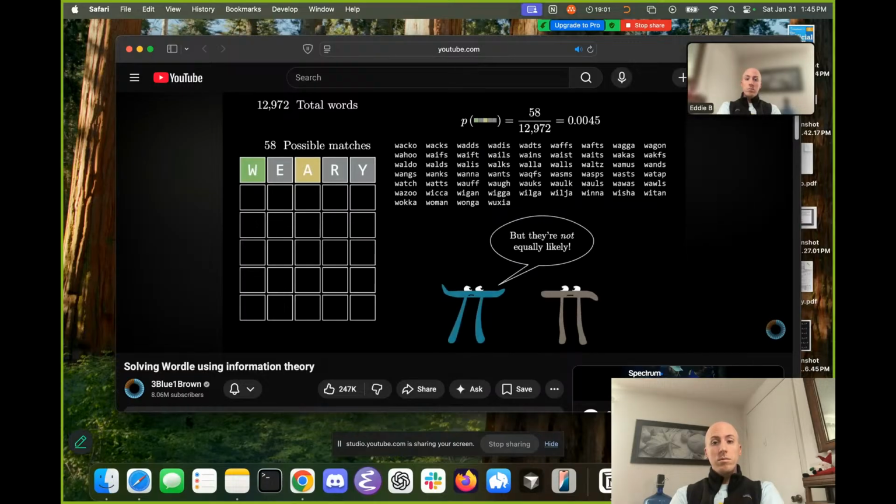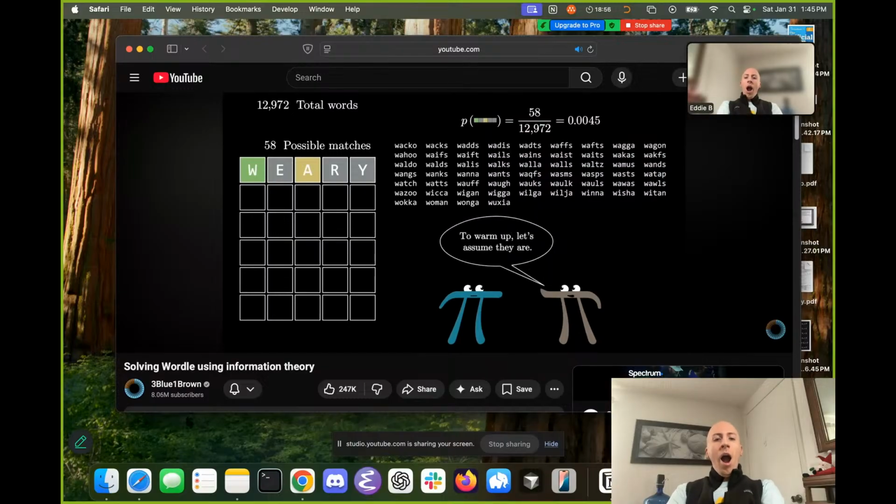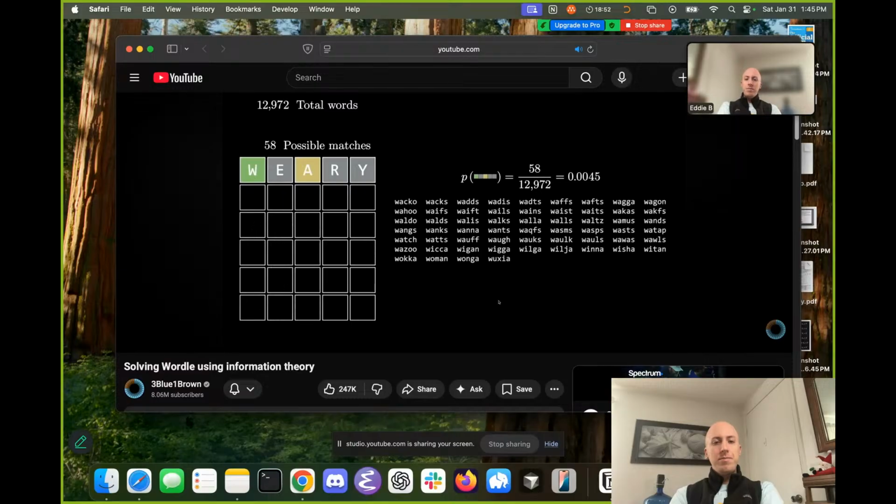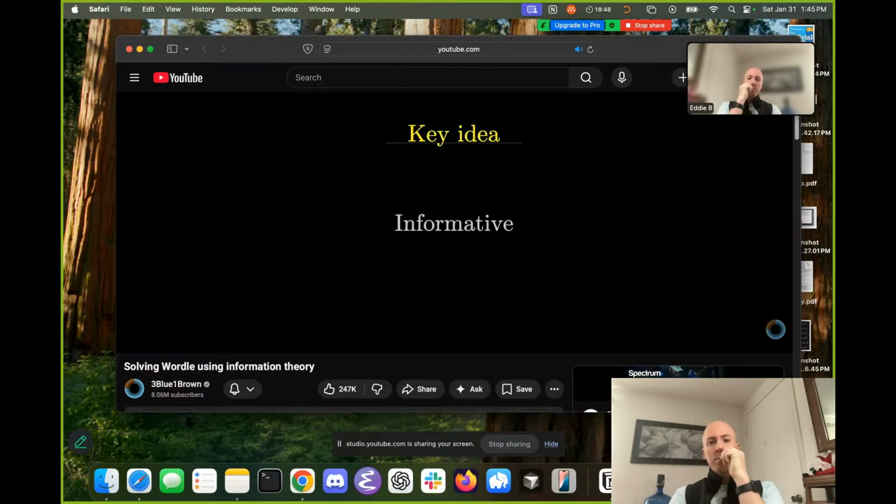Of course, they're not equally likely to be answers. Most of these are very obscure and even questionable words. But at least for our first pass at all of this, let's assume that they're all equally likely and then refine that a bit later. The point is, the pattern with a lot of information is, by its very nature, unlikely to occur. In fact, what it means to be informative is that it's unlikely.